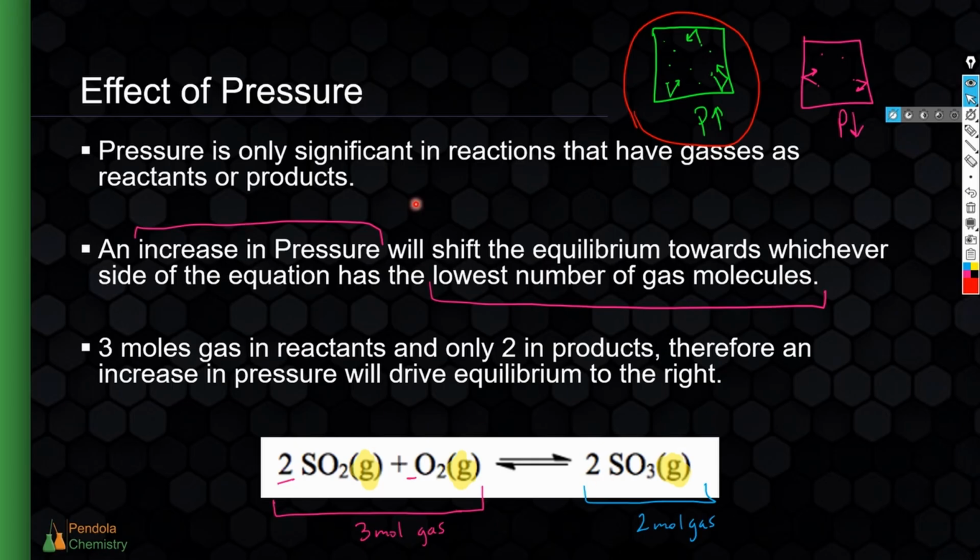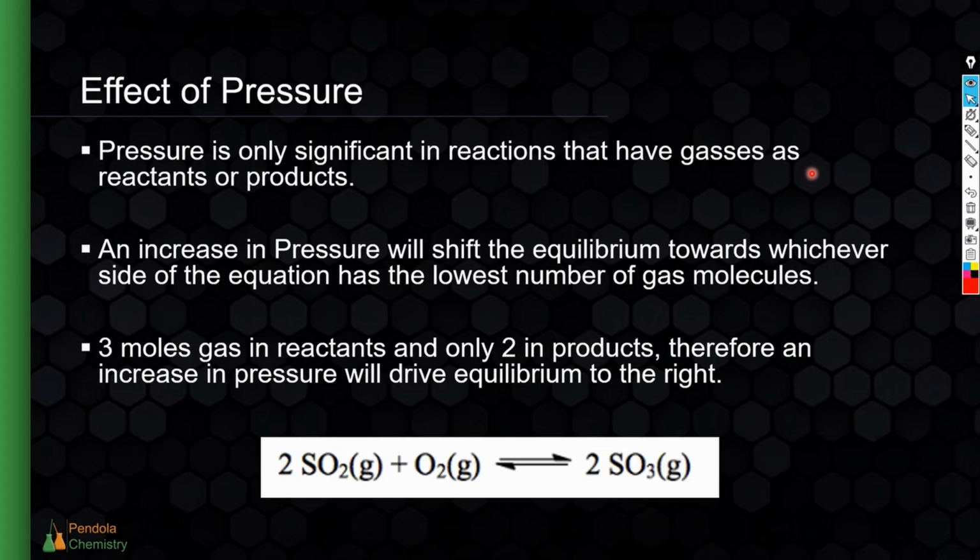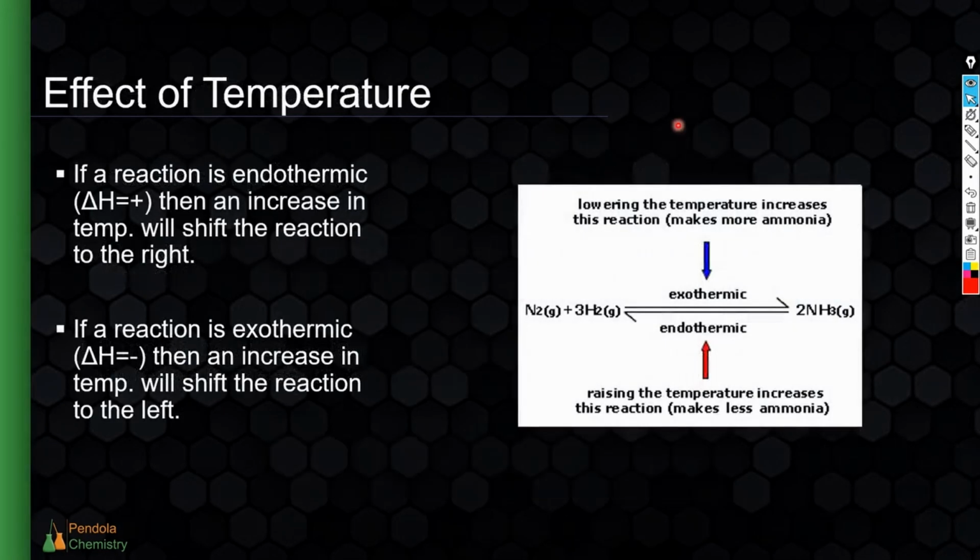So I know this can be very confusing when you hear it for the first time, but the more you think about it and practice it, the more clear it's going to become, because it is based on logic. It is based on trying to counteract, to oppose the change that we have. All right, so that's effects of pressure, which again only count if you have a gas somewhere. And then we're going to look now at the effects of temperature.